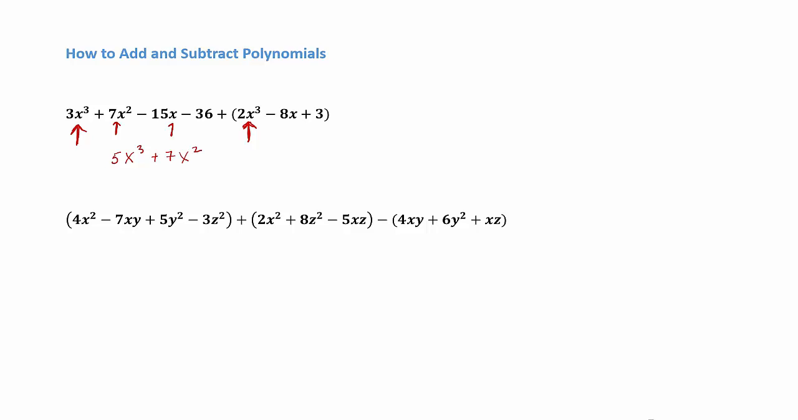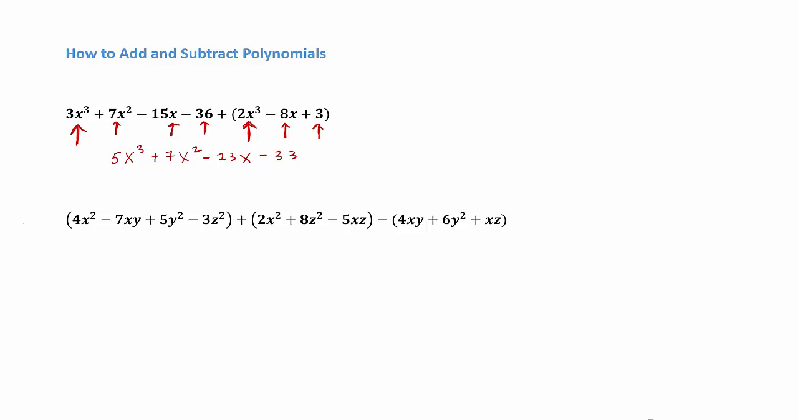What about x's? Here there's minus 15x. Are there any other x's? Yes, there's a minus 8x. So that's minus 23x. And the minus 36 can be combined with the 3. Minus 36 plus 3 is minus 33. So what we did was just add the like terms. We just combined the like terms to simplify this.